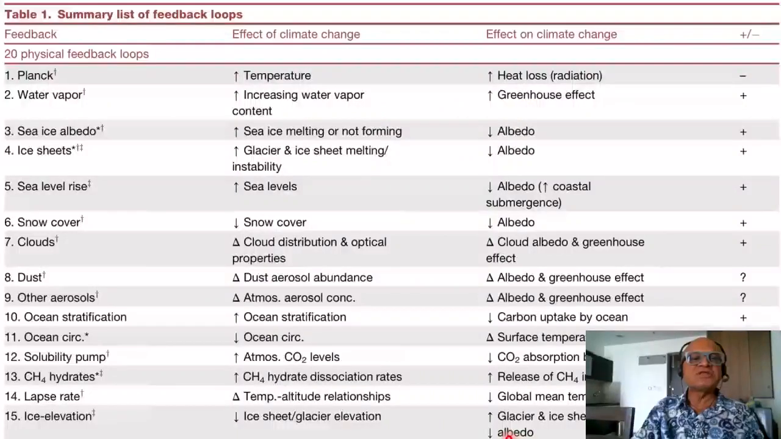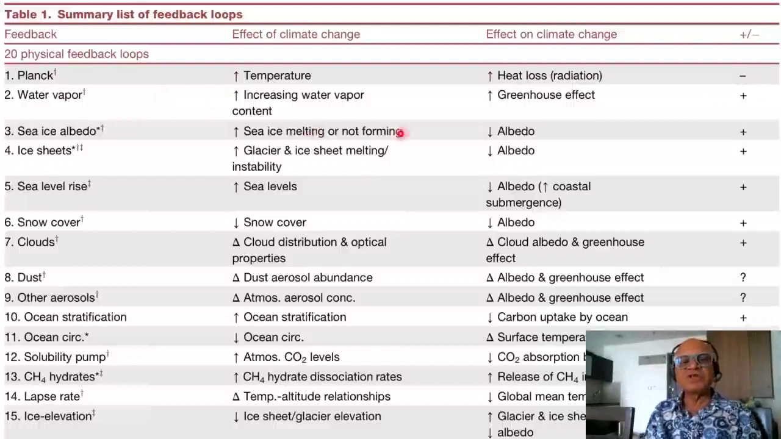So, summary list of feedback loops, 20 physical feedback loops. This is the feedback loops, effect of climate change and effect on climate change. So climate change triggers a response, and then that response in the Earth system then feeds back onto climate change, and they can be positive or negative, as you can see here. The Planck feedback, or the Stefan-Boltzmann emission, sigma T to the fourth: obviously with increasing temperature, heat loss rate through longwave radiation goes up, so that's a negative feedback.